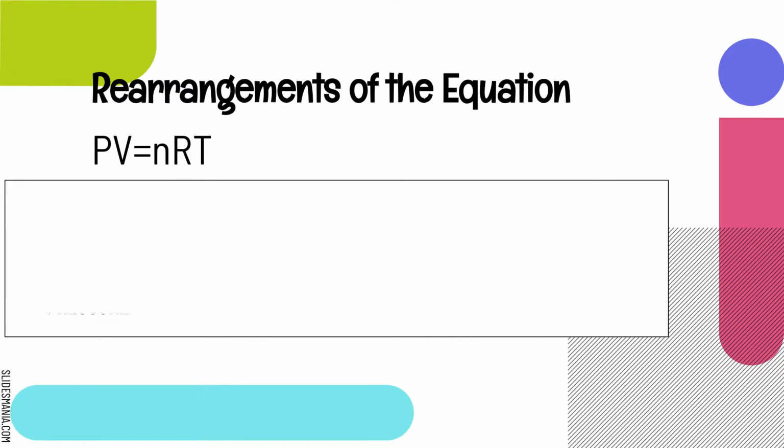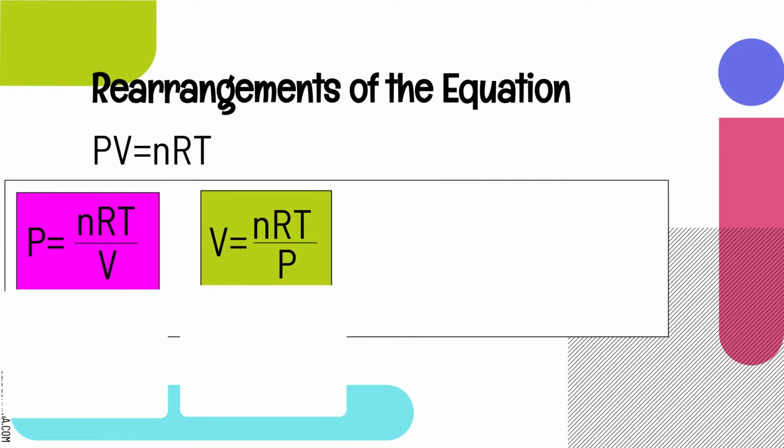So a couple rearrangements based on what you're trying to solve for. If you're trying to solve for P, the equation looks like this. P equals nRT divided by volume. Because all you did was rearrange it. To solve for P, you just divided everything by V to get P by itself.